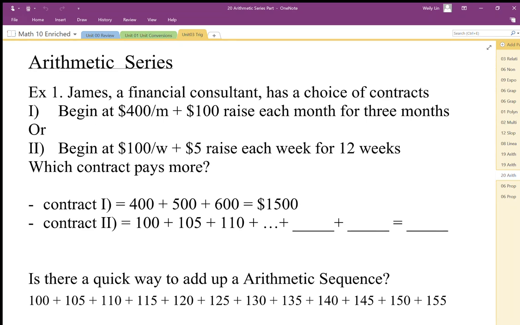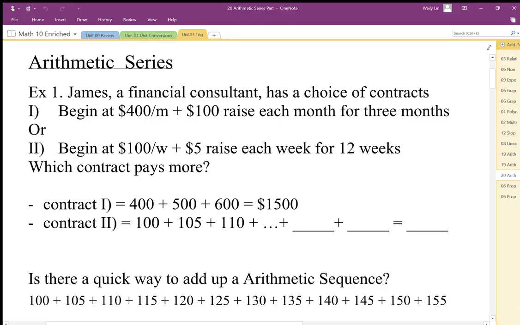An arithmetic series is when we take an arithmetic sequence and add the terms of the sequence together. And this is called a series. Series is actually quite important in mathematics when we start looking at things in calculus. So this arithmetic series is just one type of series, and we're going to look at a problem here.